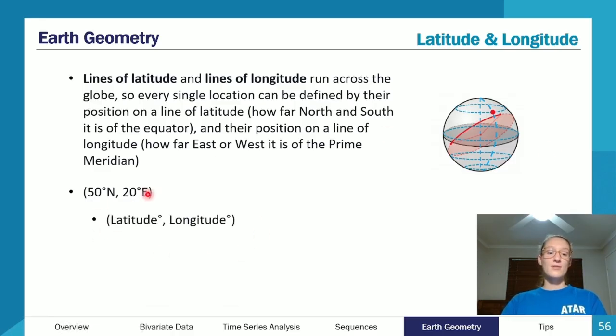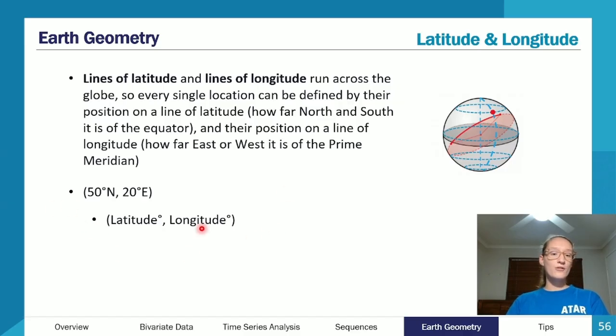This is another really important thing to keep in mind. It's always latitude first and then longitude. So it's always going to be number, degrees, and then N or S, depending on whether it's north or south, or just 0 degrees if it's on the equator. And then longitude, number, degrees, east or west, or 0 or 180 if it's on the prime meridian or the international date line. But it's always latitude and then longitude. So how far north or south, how far east or west.